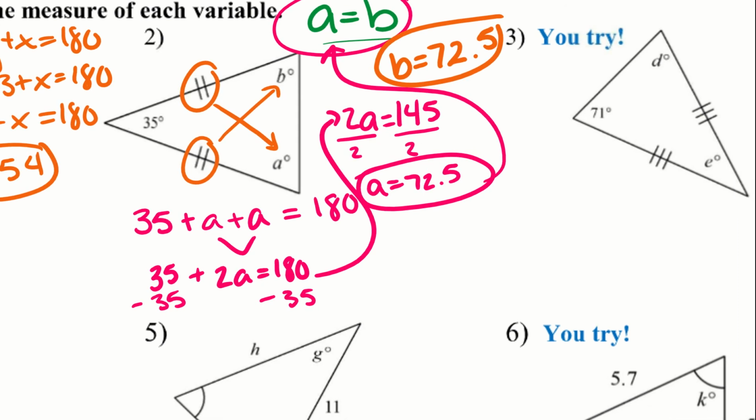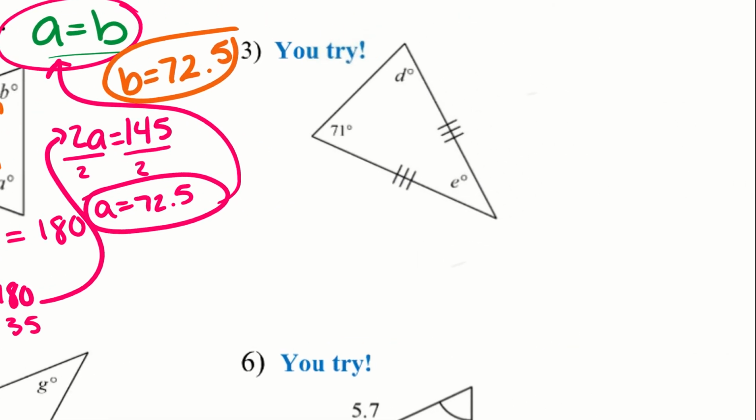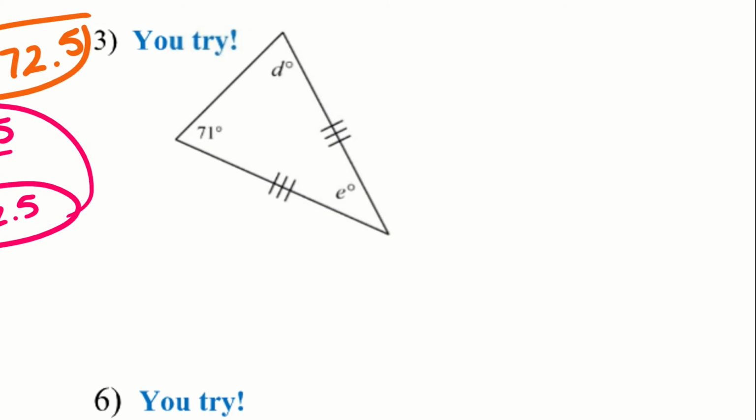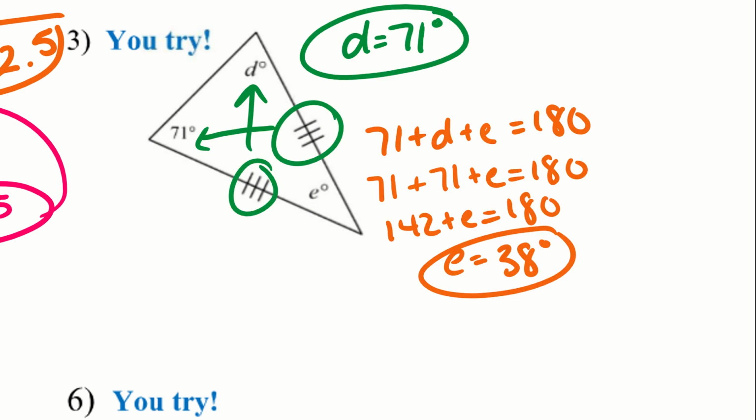Alright, so I decided to use A plus A, but if you wanted to use a completely different variable so you didn't get confused, as long as you knew what you were working with. And since we knew that A equals B, I just knew I had to combine it some way, I did here. Alright, so I'm going to give you a second to try number 3. Go ahead and pause the video, try it, and then after a couple seconds it should pop up. Alright, so here's number 3. D is 71 because it's the other base angle, and then I had the triangle sum theorem to get E.